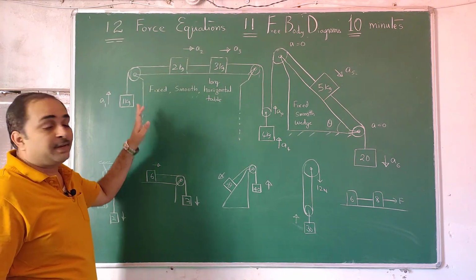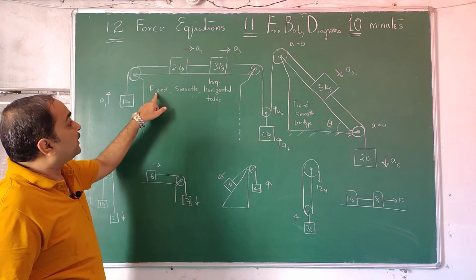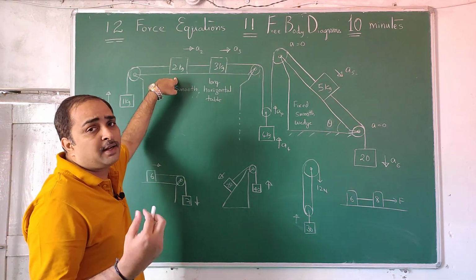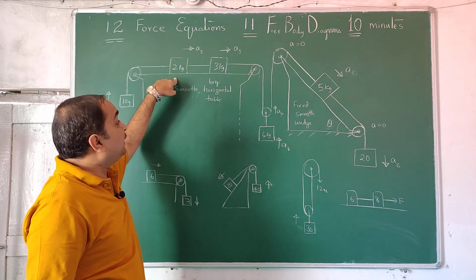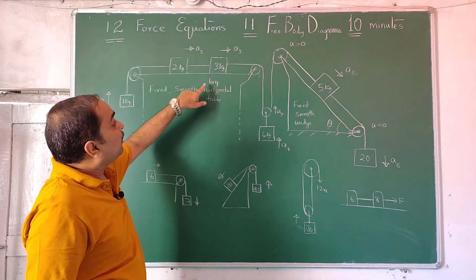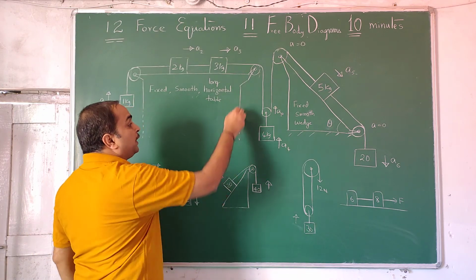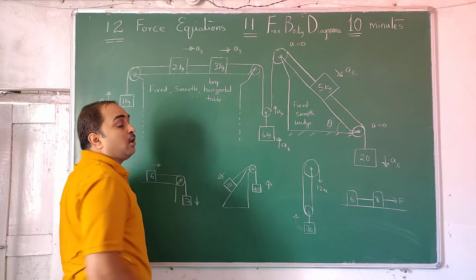First of all, this table should be fixed, otherwise it will also move along with the strings. That's why fixed. And here there is no friction. In the beginning, we generally don't introduce friction. Friction is a little complicated topic. We'll discuss in detail. Smooth surface. The table should be long. Student may be thinking this will go and hit the surface. No, it is not going to hit. That's why I have shown dotted lines. I use the word long.